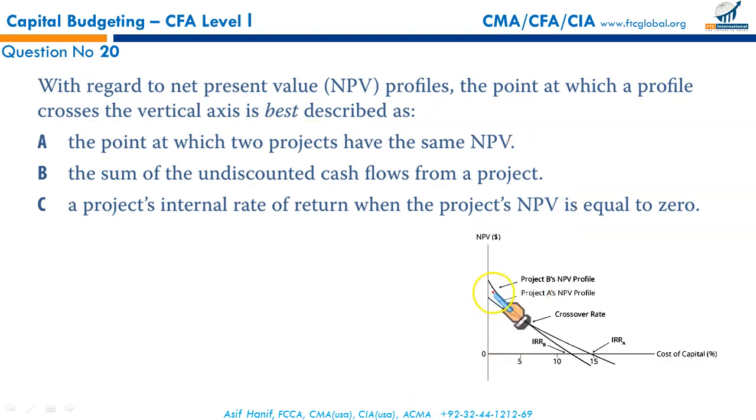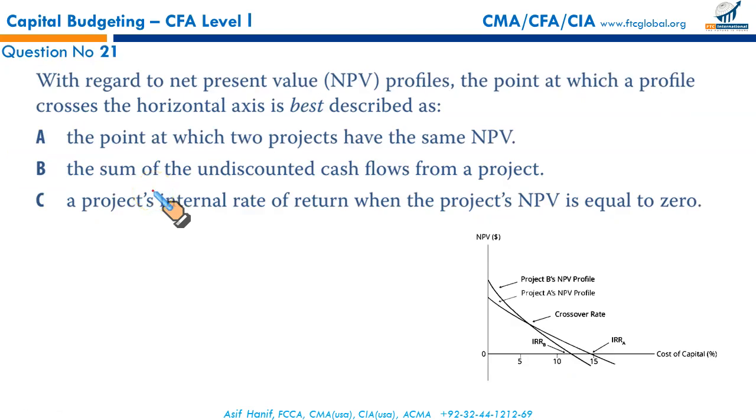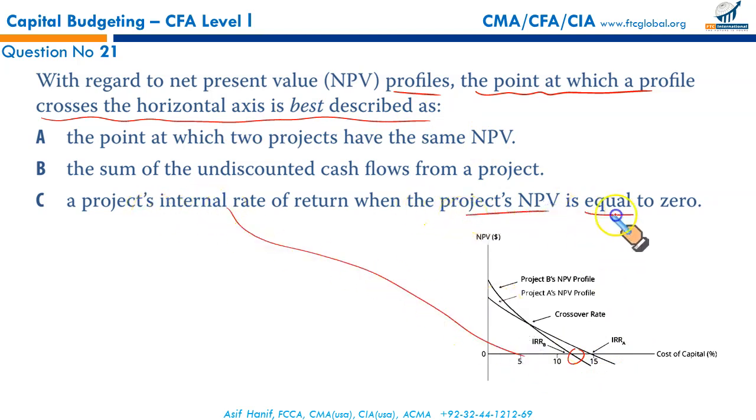As you keep on increasing the discount rate, NPV starts falling. A point will come when the NPV becomes 0. This point where the NPV becomes 0 is the IRR. Remember, where it cuts the x-axis, this intercept is called the IRR. Where it cuts the y-axis, that's the sum of the undiscounted future cash flows. So that makes B the correct option. With regard to the net present value profiles, the point at which the profile cuts the horizontal axis is the IRR, the project's internal rate of return, when the project's NPV is equal to 0. Straightforward, C is the right result.